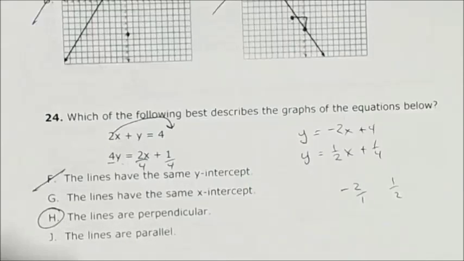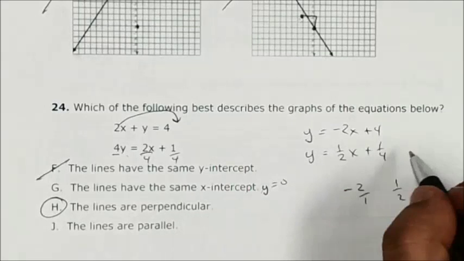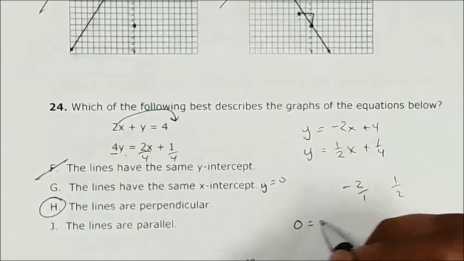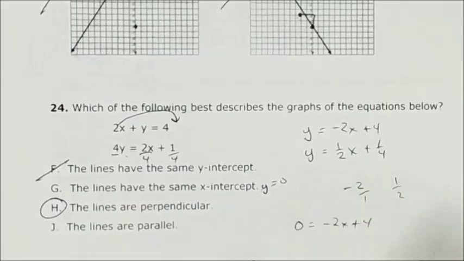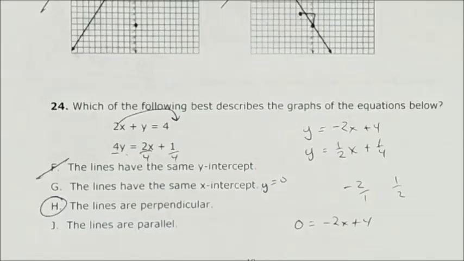Now if I'm checking to see if they have the same x-intercept, that means you're going to let the y value be 0 and solve. So if I had 0 is equal to -2x plus 4, solving that would give me the x-intercept, just as a review in case you needed to check that one. And then remember that parallel means that the slopes are the same.